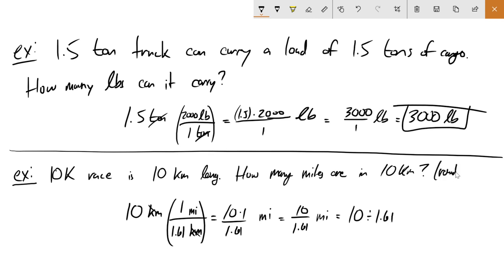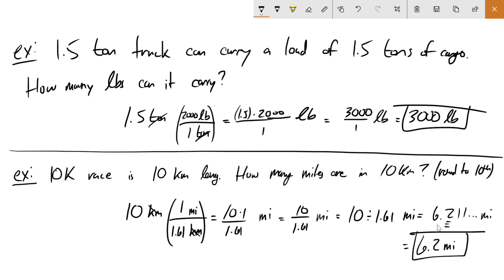Let's round to the nearest tenth. Okay. What does that come out to be? So 10 divided by 1.61. What do you get? 6.211, you said? Dot, dot, dot. And then if you round that to the nearest tenth, that would be 6.2 miles. So a 10 kilometer run is a 6.2 mile run. About.